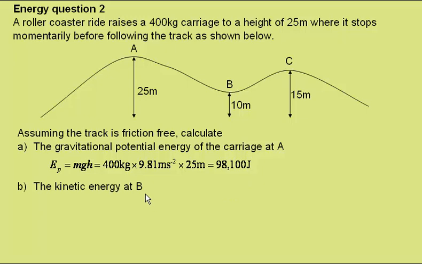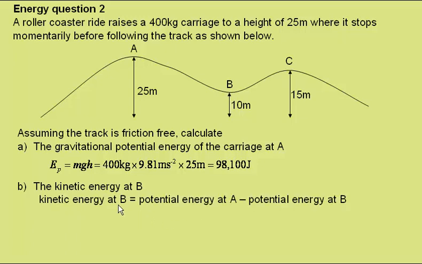For part B, we're asked to calculate the kinetic energy at point B here. Well, the kinetic energy at B will be equal to the potential energy the carriage had at A minus the potential energy it still has at B. This is 98,100 joules, which it had at A, minus the potential energy at B, which is mass times gravitational field strength times height at B, which comes out at 58,860 joules.